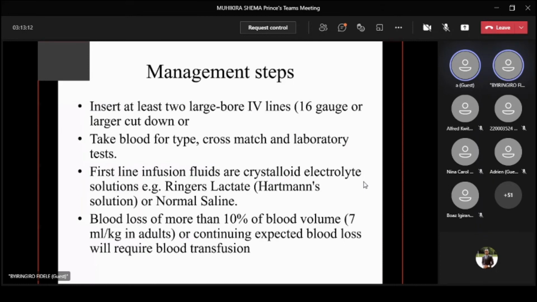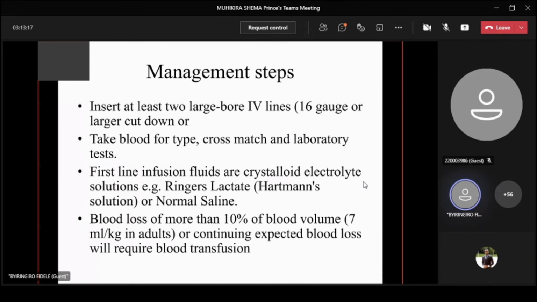Is that clear? The formula is very clear. Okay. 70 mils per kg. For someone who has 100 kg, it means they have 7 liters of blood. For someone who has 1 kg, it means they have only 70 mils.